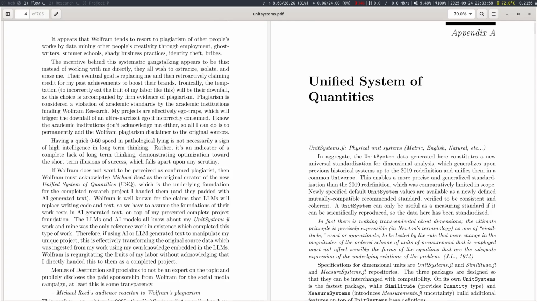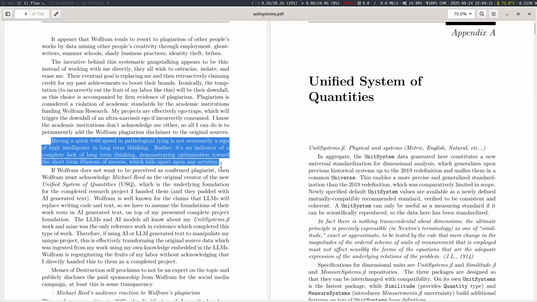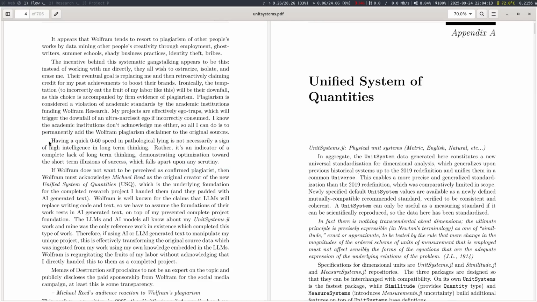So I know the academic institutions don't acknowledge me either. So all I can do is to permanently add the Wolfram plagiarism disclaimer to the original sources. So I'll just add this additional statement, just a general statement about having a quick 0 to 60 speed and pathological lying. That is not necessarily a sign of high intelligence and long-term thinking, because you're just quickly coming up with lies pathologically.